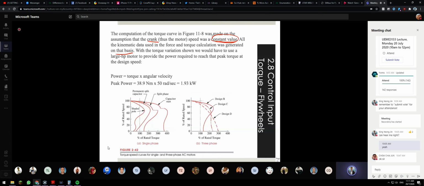So with the torque variation shown, we would have to use a large horsepower motor to provide the power required to reach that peak torque at the design speed. The power is equal to the torque multiplied by the angular velocity. We have a peak torque of 38.9 Newton meter, so we can calculate the peak power because the angular velocity required is 50 radian per second. We will find that the peak power needed for the system is 1.93 kilowatt.